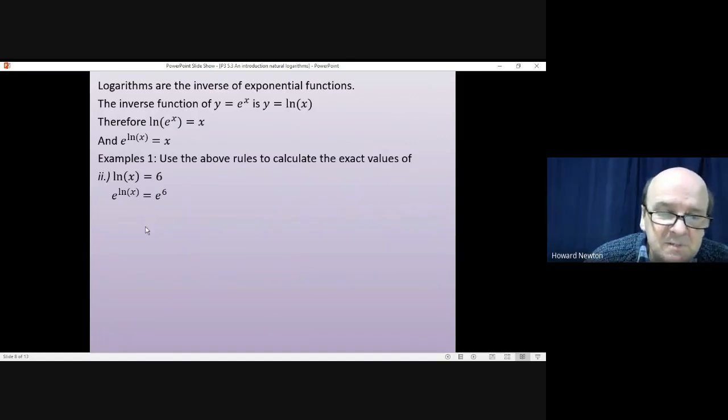And again, the reason for doing this is that the e and the log, because they're inverse functions, cancel each other out. The left-hand side simplifies to x, and that is the answer. x is equal to e to the power of 6. And that's the exact answer. That is all they're looking for.